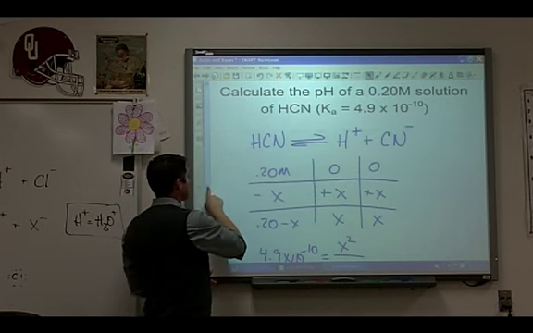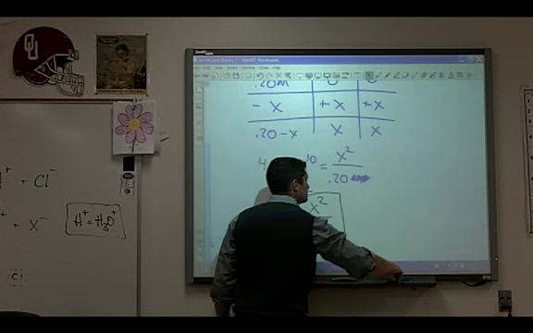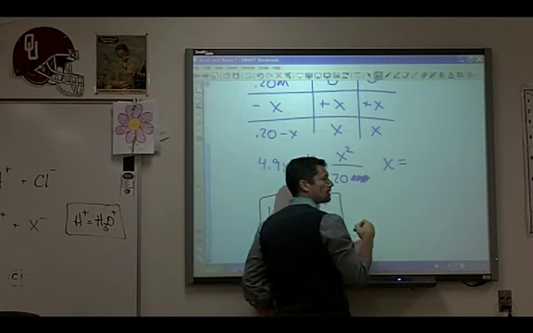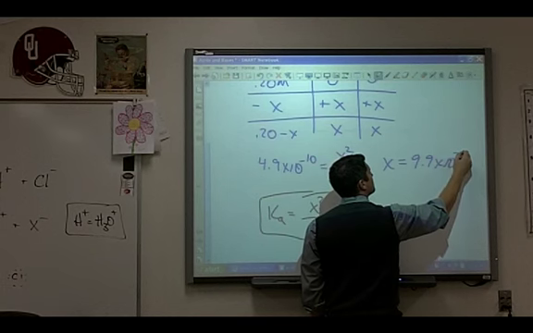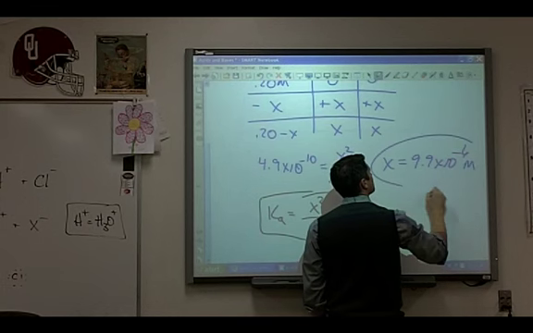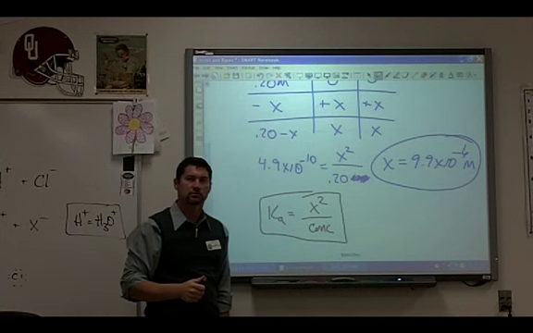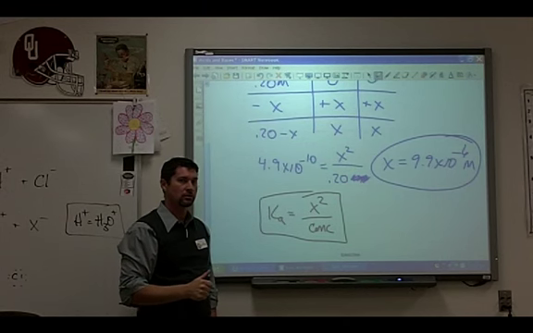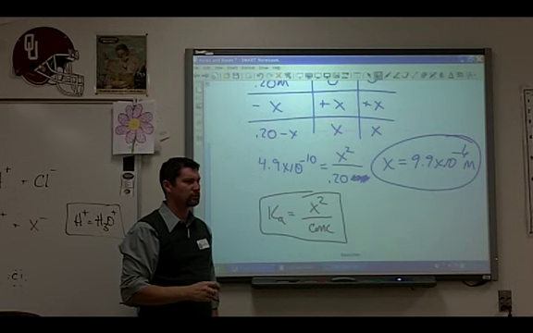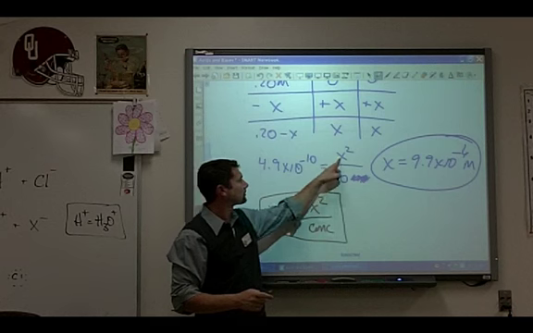Okay? Anybody solve for x? What'd you get? 9.9 times 10 to the negative 6. Is that not right? I got 2.2 times 10 to the negative 10. I'm pretty sure it's not 9.9. This times this, square root.